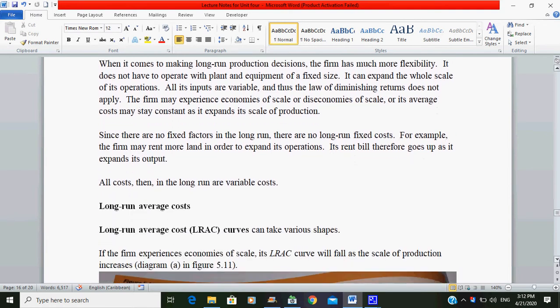Since there are no fixed factors in the long run, there are no long run fixed costs. For example, the firm may rent more land in order to expand its operations. Its rent bill therefore goes up as it expands its output. All costs then in the long run are what? Variable costs.